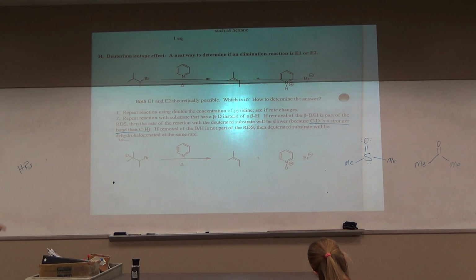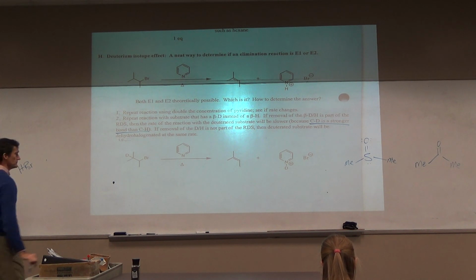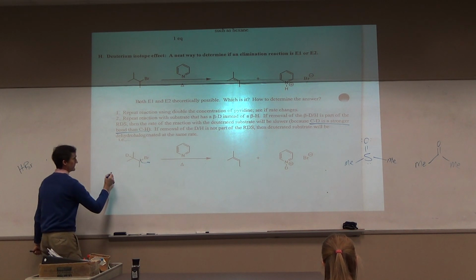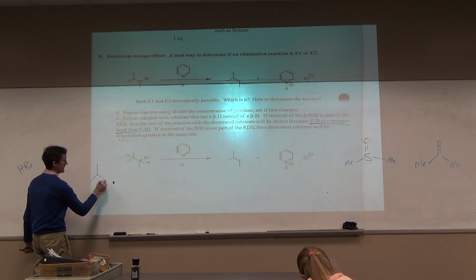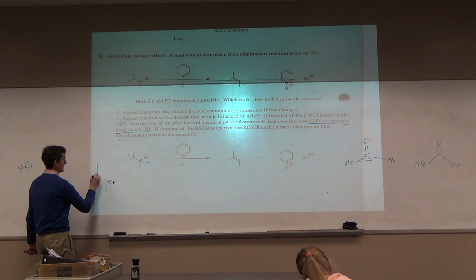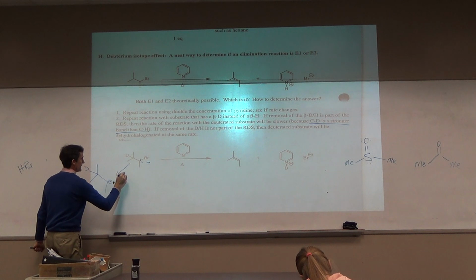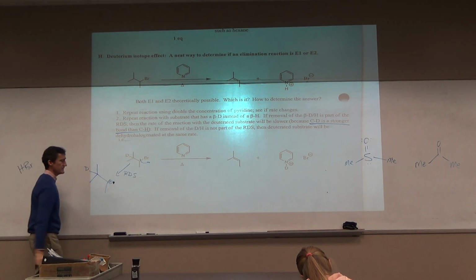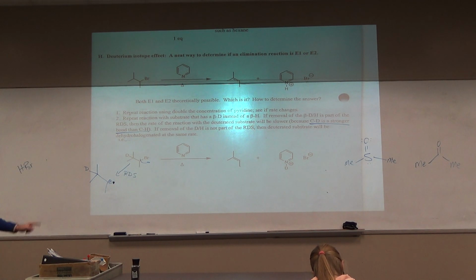In which mechanism is the CH bond broken in the rate determining step? What's the rate determining step of E1? Leaving group leaving. That, right? Same as SN1 rate determining step. Did the CH or CD bond break in that rate determining step? No.